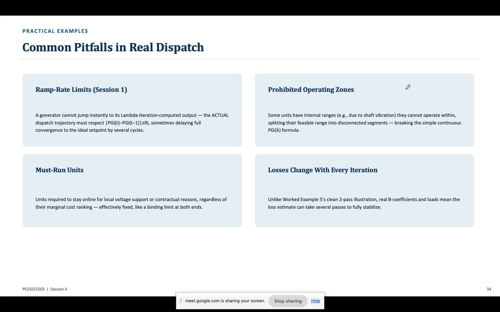The first complication is ramp rate limit. If the generator was producing 100 megawatt in the previous interval, and its allowable upward ramp is 10 megawatt per interval, a newly calculated set point of 150 megawatt cannot be reached immediately. The generator can move only to 110 in the next interval, and gradually in five intervals it will reach 150.